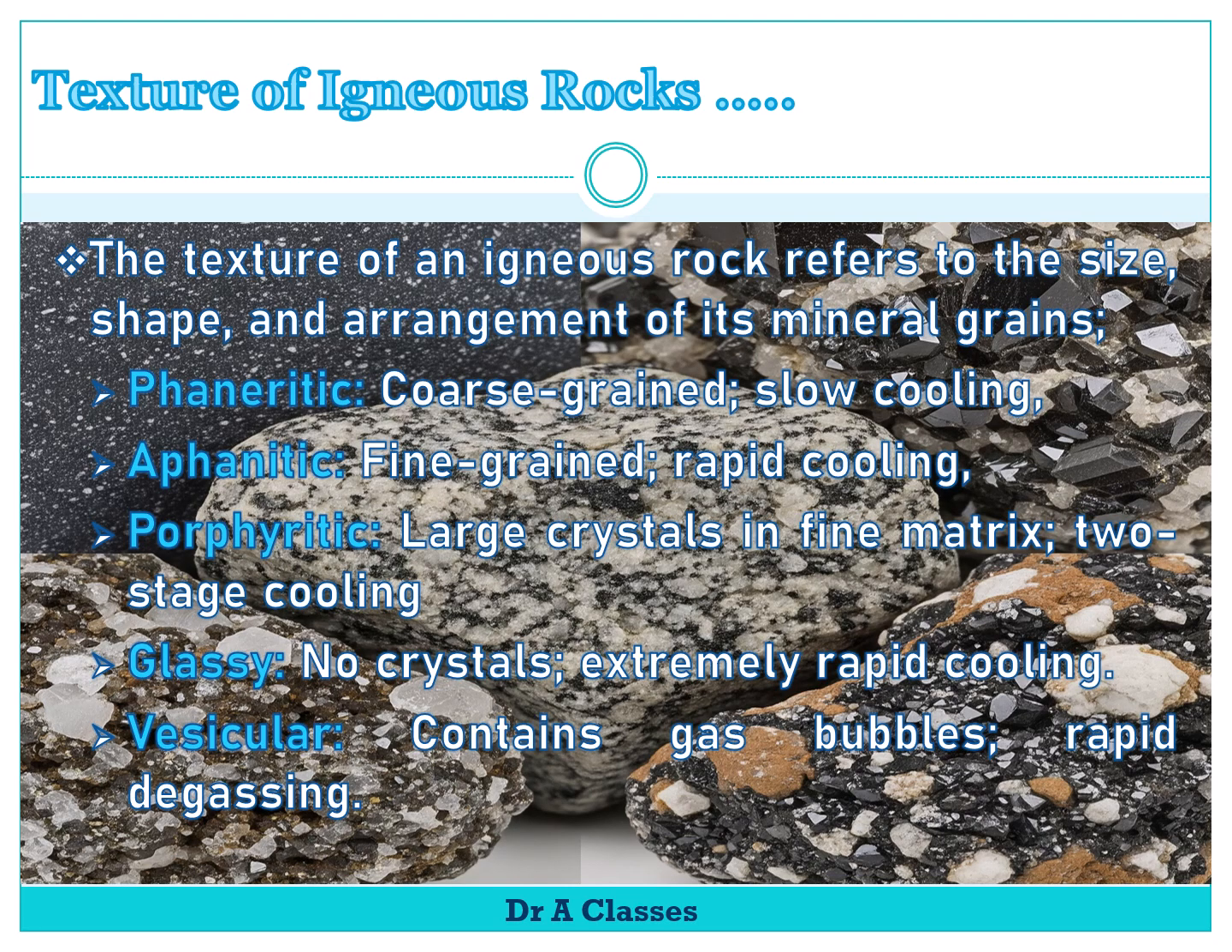In civil engineering, texture directly affects mechanical properties. Coarse-grained rocks are usually stronger and more durable, whereas fine-grained or vesicular rocks may weaken over time due to weathering or porosity. Thus, texture analysis is essential for assessing rock suitability in construction, foundations, and aggregate use.